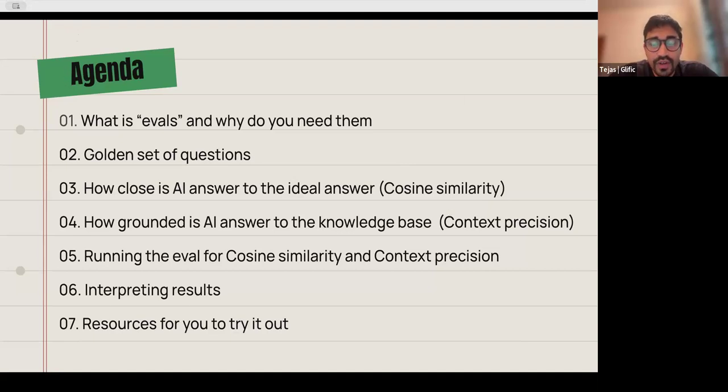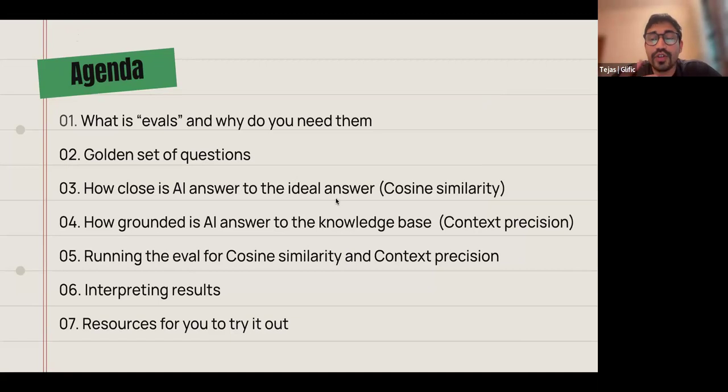Don't worry, we'll give a bit more information on that, and we'll make sure all of us are aware of what these are, and then how to interpret the results we get from running the eval, and then resources for you to try this out. So we're hoping that we can run one eval today and then show you the steps to follow. And if you have a golden set of questions, you can reach out to us and we can share the resources with which you can then run the eval itself.